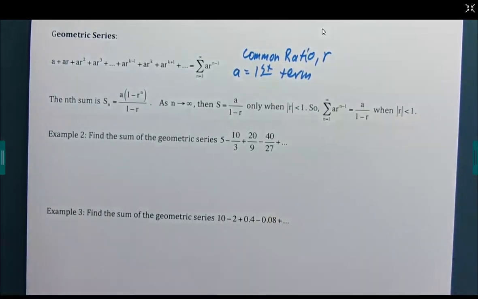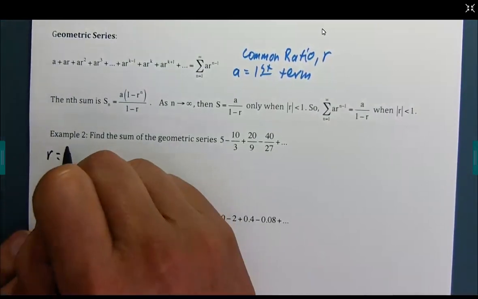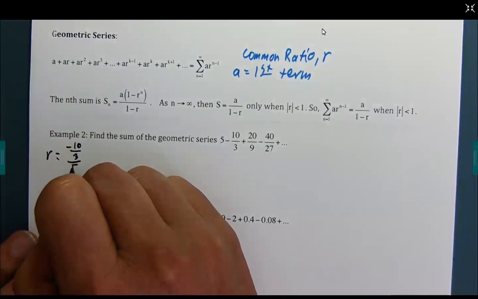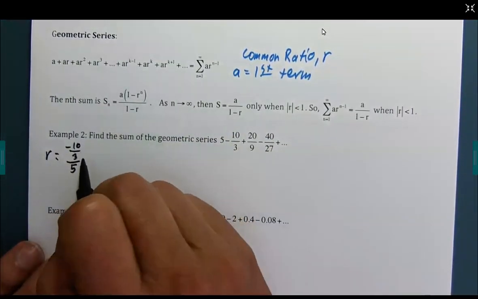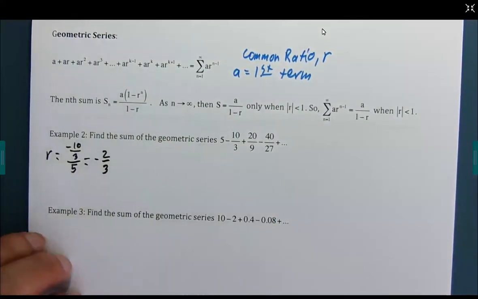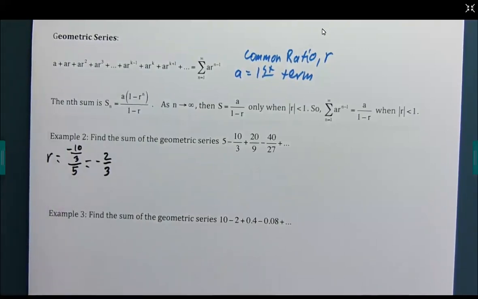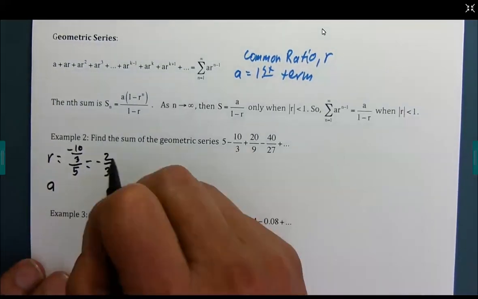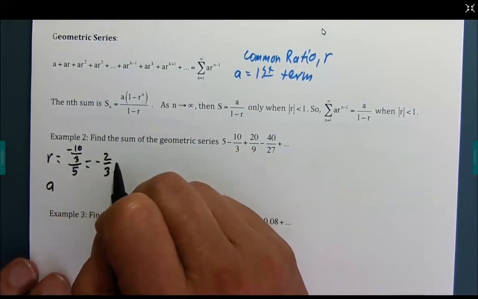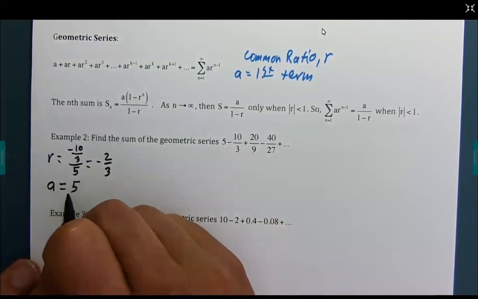So let's try it. I'm going to take any two terms and divide them out. So I need r. So I'm going to go -10 over 3 divided by 5. And that actually is going to reduce to -2/3, right? 10 over the 5, the whole thing's over 3. So we have our r. We also have a. And by the way, our r is between -1 and 1. A in this case is 5.